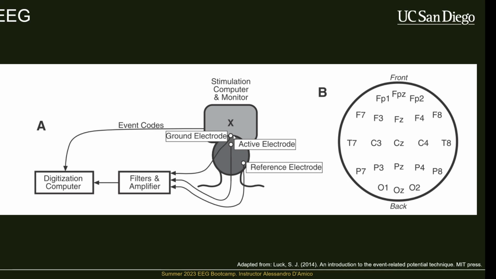Once the electrodes are placed on the head, they're plugged into an amplifier, and the amplifier is essentially taking these signals, which are really, really small. These are microvolts that we're picking up on the scalp. And it's taking these microvolts and amplifying them to a much larger state so that the computer can have an easier time digitizing it. So that's the next stage.